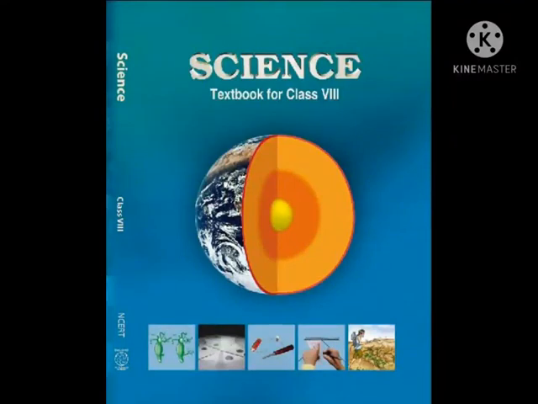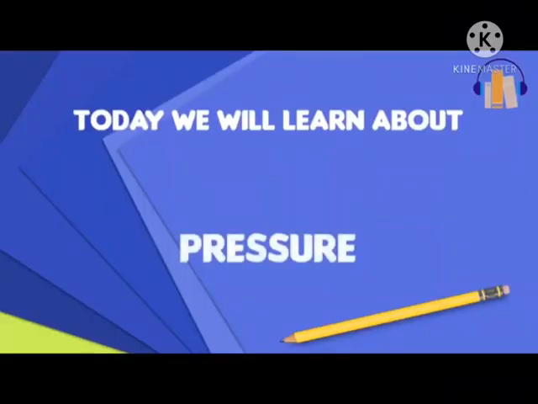Hello students, welcome back to our next chapter, that is pressure. Here in this module we would be learning more about pressure. Well, in the last module we completed force. Here we would be starting a new factor that is correlated to our chapter, that is pressure.